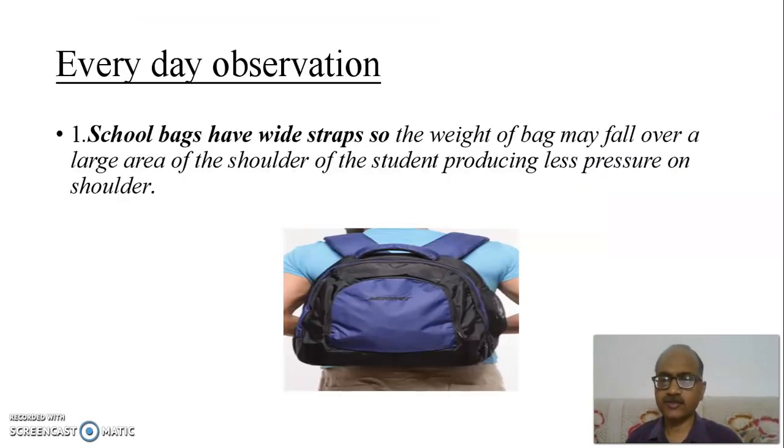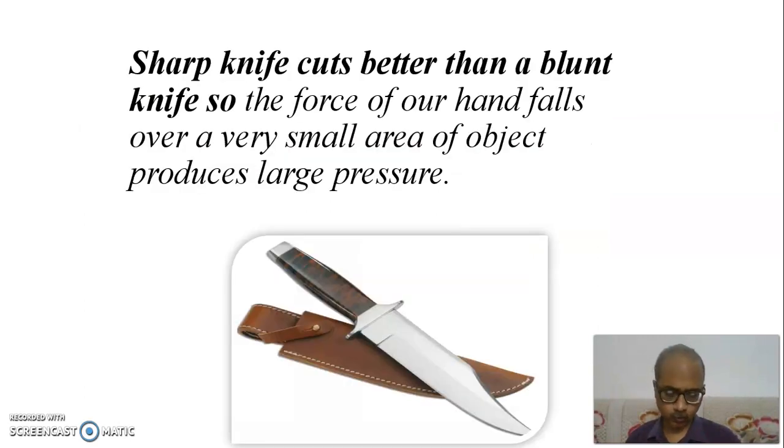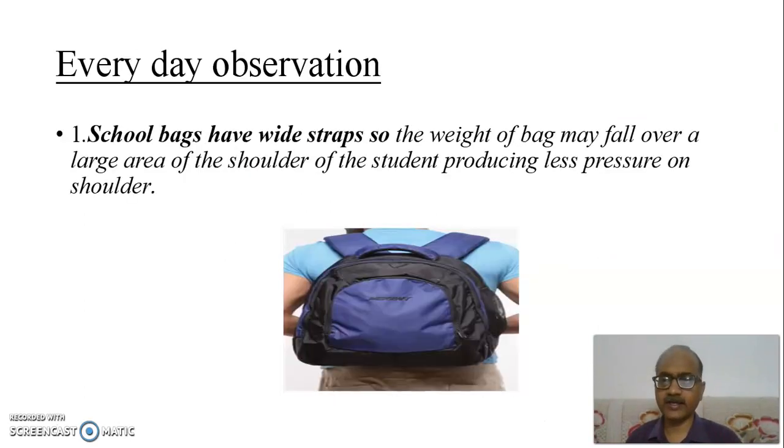Now, daily observations. The first example here is the school bag. You see it has wide straps. When the straps are wide, the pressure applied on your shoulders is less, because the area is more. Whereas if the straps are narrow, then the pressure is more, so there will be plenty of pressure on your shoulders and it will be difficult for you to lift the bag.